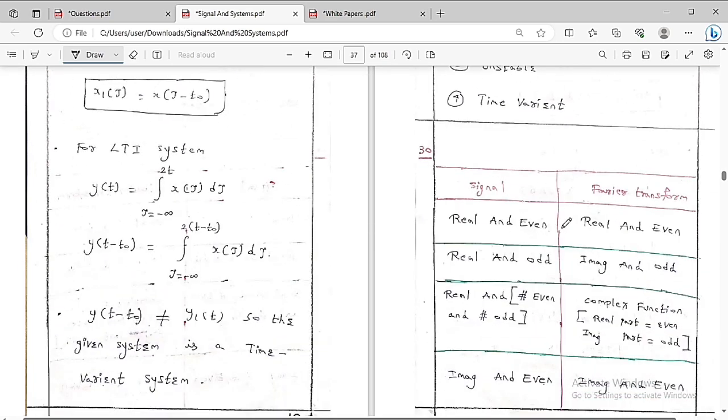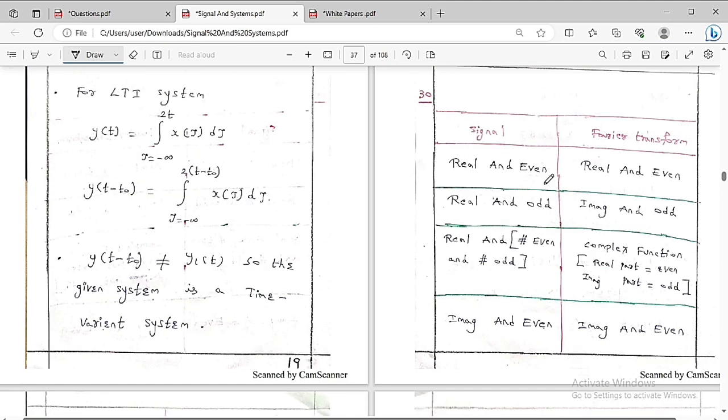So now let us solve this question here. Listen carefully. I am going to give a table. This table you have to keep in mind. This is a signal and its corresponding Fourier transform. If a signal is real as well as even, then the Fourier transform is also real as well as even. If a given signal is real and odd in nature, then the Fourier transform is imaginary as well as odd in nature.